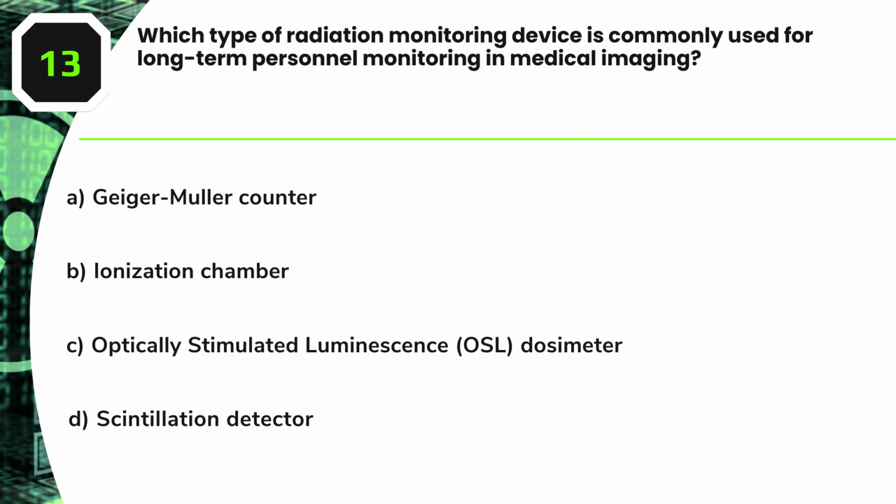Question 13. Which type of radiation monitoring device is commonly used for long-term personnel monitoring in medical imaging? A. Geiger-Müller counter. B. Ionization chamber. C. Optically stimulated luminescence, OSL, dosimeter. D. Scintillation detector.